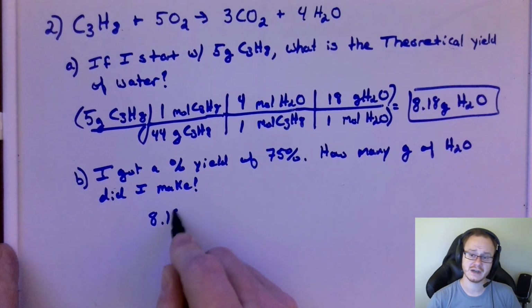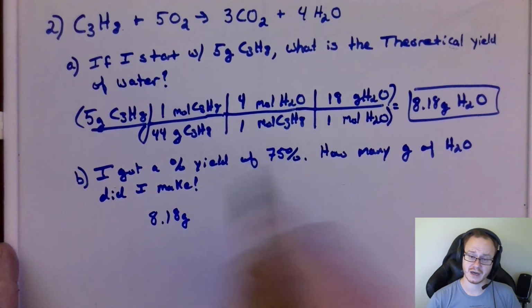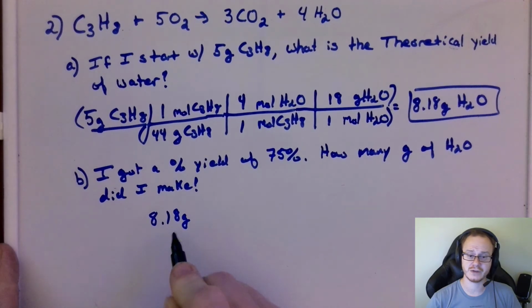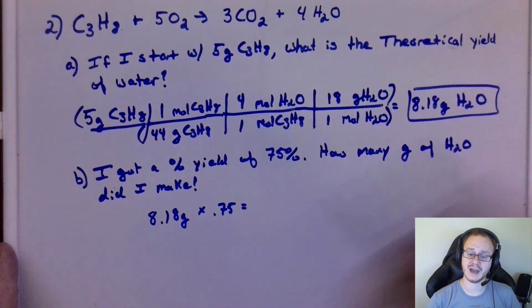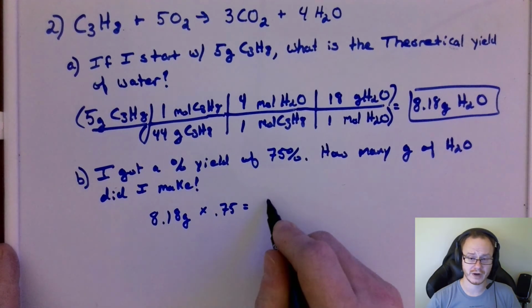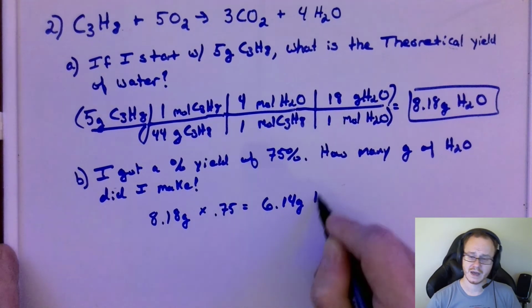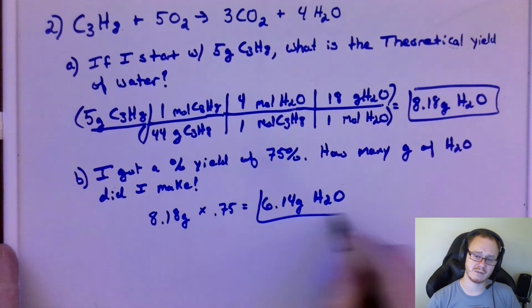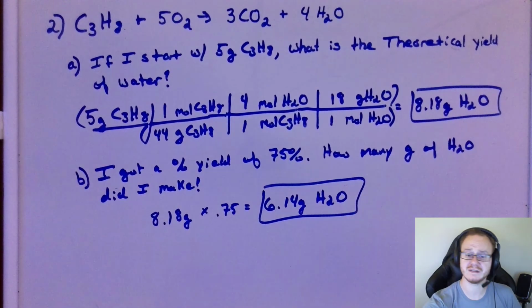So let's do that. 8.18 grams of water, what I should have gotten, times 75%, which is the percent yield, will result in the actual yield of around 6.14 grams of water. It uses the same method that we learned, it's just a minor rearrangement of the formula. That's my final answer.